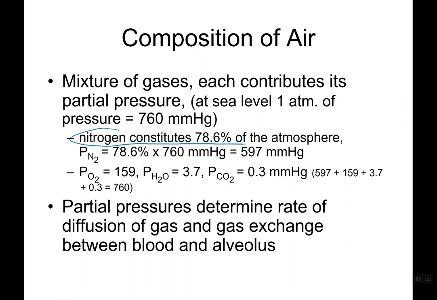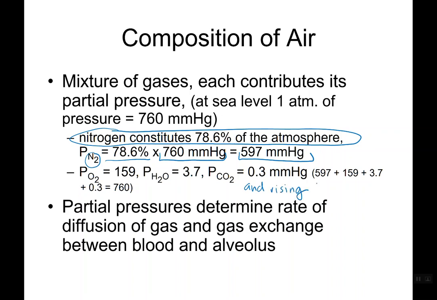Most of the air we breathe is nitrogen, so it's 78.6% of the atmosphere. So if you multiply 78.6%, which is the proportion of atmospheric gas that is nitrogen, times 760 millimeters of mercury, which is 1 atmosphere of pressure, you get the partial pressure of nitrogen. And that's molecular nitrogen, not nitrogen atoms. And you can do the same with the other gases. So partial pressure of O2 is about 159. Partial pressure of water vapor is 3.7. Partial pressure of CO2 is 0.3 millimeters of mercury and rising, because as we know, CO2 is building up in our atmosphere due to human activity.